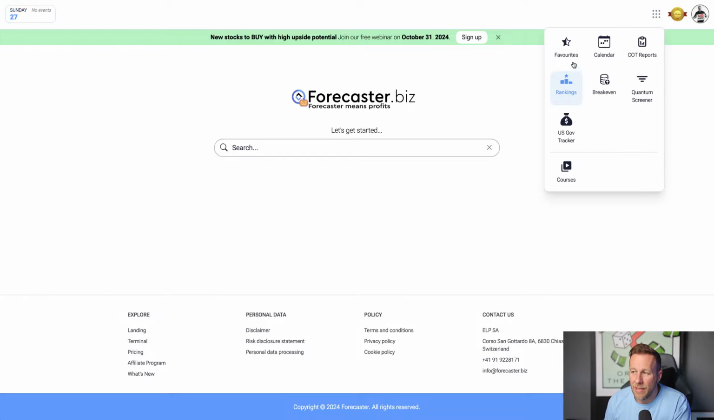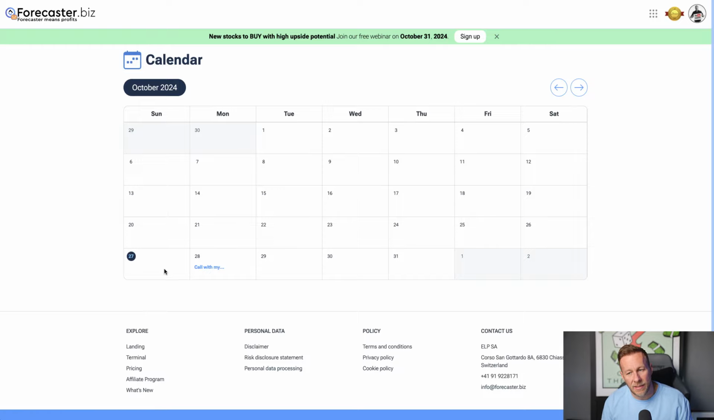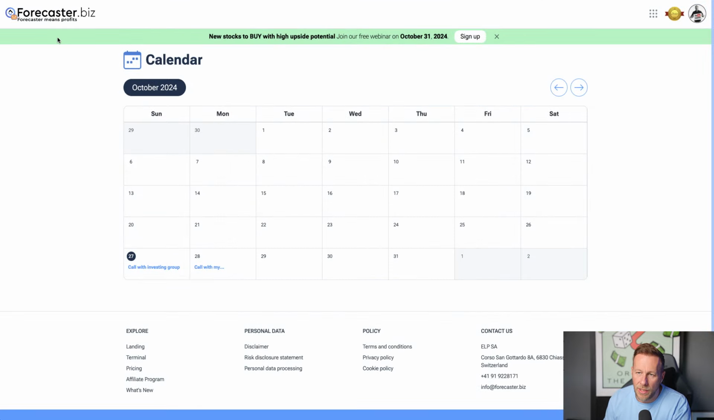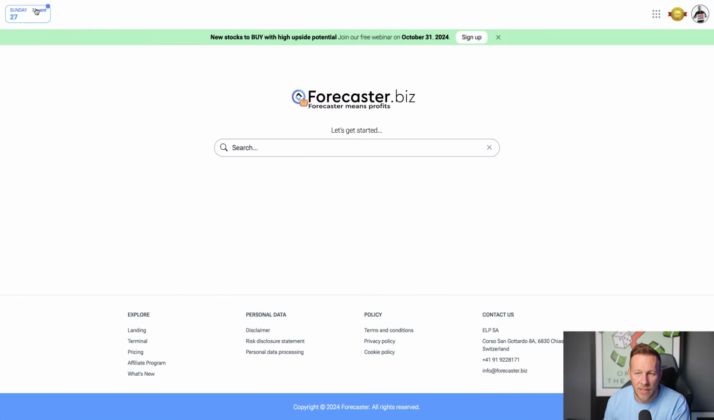Now, if you go to your calendar, you don't have to just add events that take place in forecast. You can actually use this as a calendar. So you can say call with investing group. Okay, you can hit save. And then when you go back to your homepage, you can see there's one event there. And when you click on it, it will tell you what that event is. So really, really nice. That's kind of an overview of some of the features that you can use.